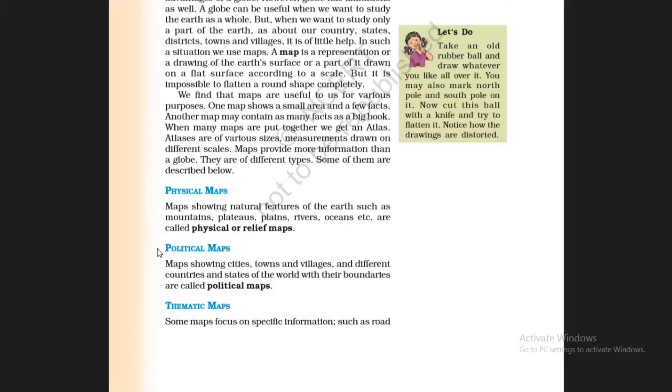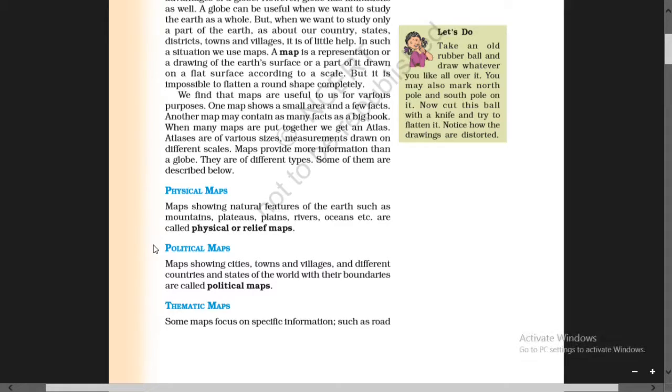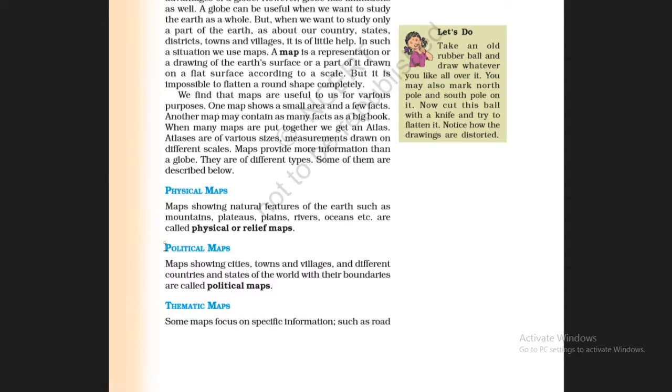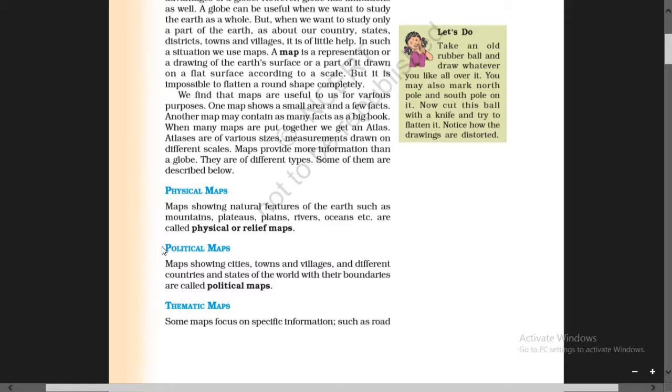Means these are natural things. So these natural features, those maps which show them are called physical or relief maps. So if anybody asks you what are physical maps, you have to answer this. Those maps which show us natural features of the earth, such as mountains, plateaus, plains, rivers, oceans, etc., are called physical maps. Mark it and learn by heart this one.